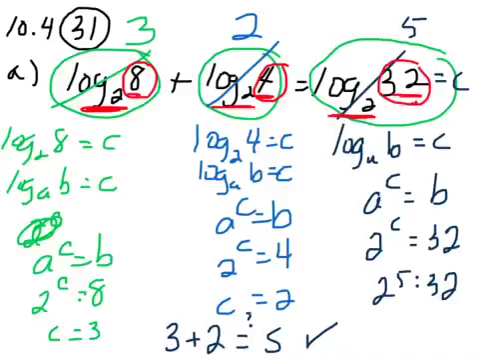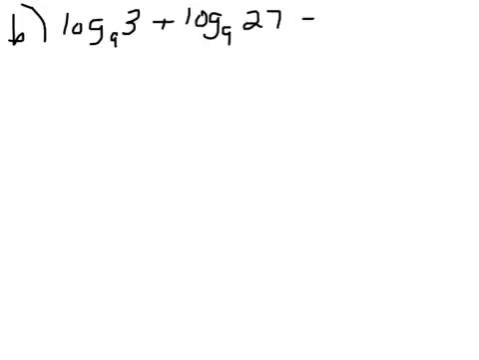Okay, let's look at the B part. They say in B that we're supposed to show that log 9 of 3 plus log 9 of 27 is equal to log 9 of 81. Notice again that you've got the same log on each one. It's a log base 9. And again you've got a 3 and a 27 on the left, and it's 81 on the right. If you multiply 3 times 27, you get 81.